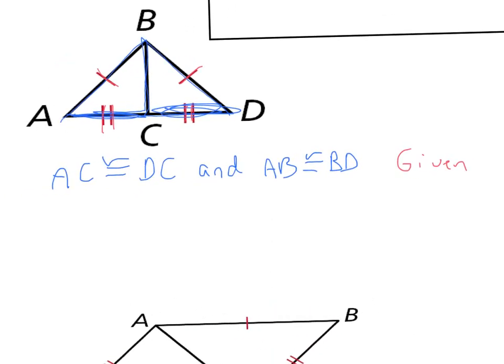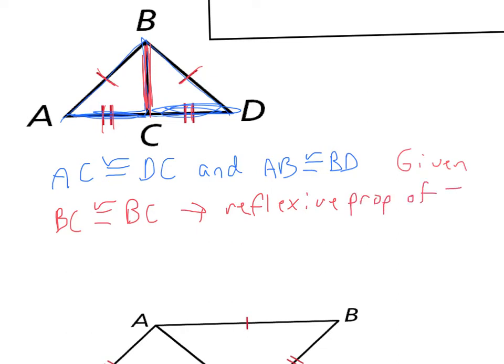Okay, so the second part, we can go ahead and say that BC is congruent to itself. Well, why can we say that? What property? Well, we know that because of the reflexive property. We always know that something is congruent to itself. So the reflexive property of equality, or the reflexive property of congruence, excuse me.